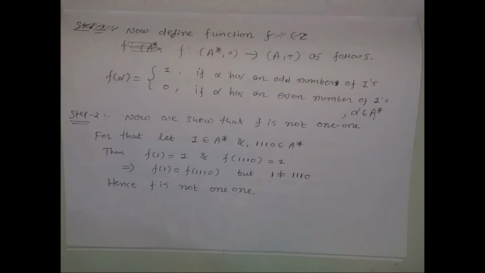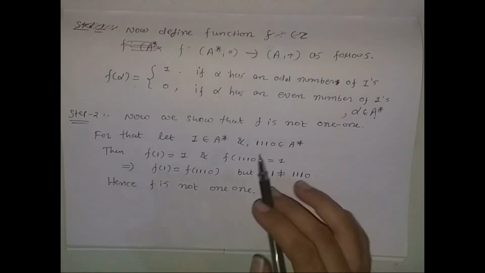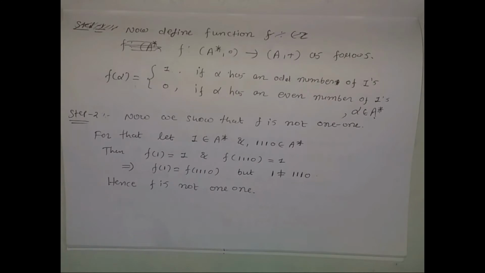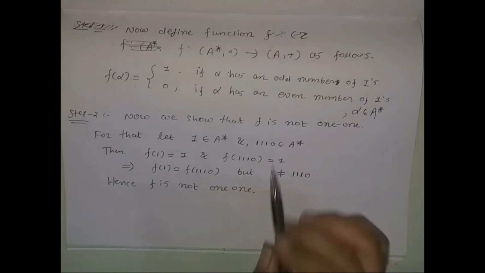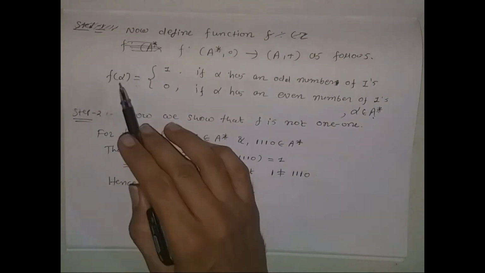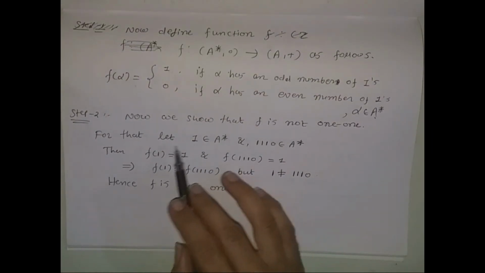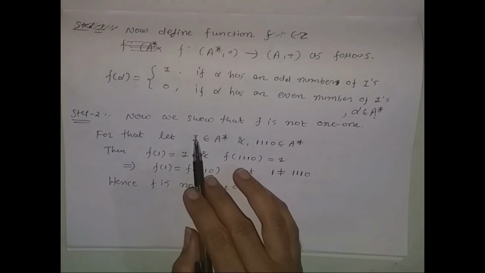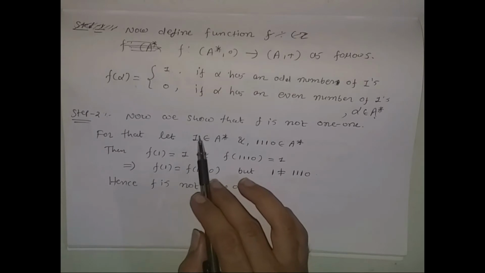Now what is the next step? In the first step we have defined the function. In the next step we will show that f is not one-one. For that, consider 1 belonging to A star and 1 1 1 0 belonging to A star. We have considered two elements, 1 and 1 1 1 0. Now apply this function on these two elements. F of 1 is equal to 1, because 1 is a finite sequence with number of 0s equal to 0, number of 1s equal to 1, and the number of ones is odd.